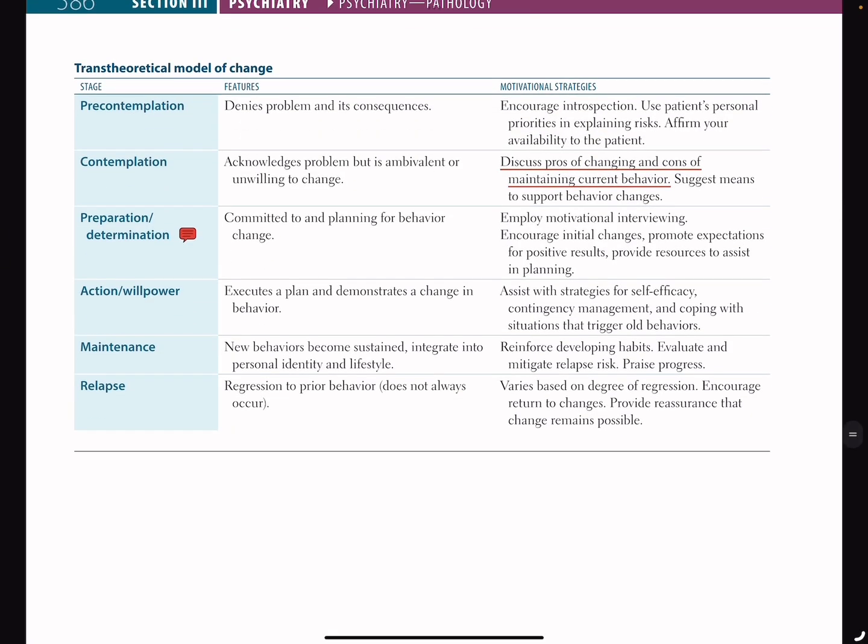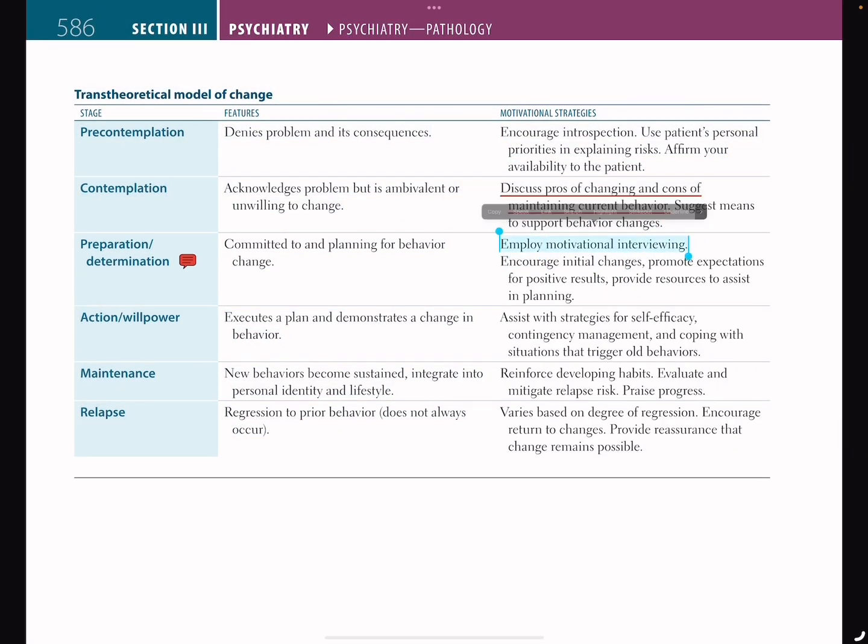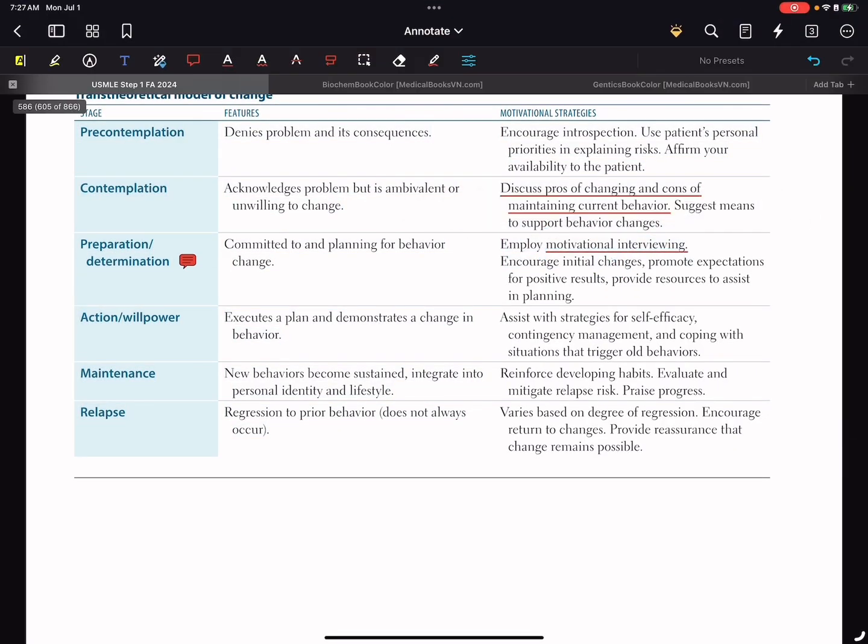Preparation or determination: committed to and planning for behavior change. Employ motivational interviewing. Encourage initial changes and promote expectations for positive results. Provide resources to assist with planning. So this is the plan. You can help the unmotivated.